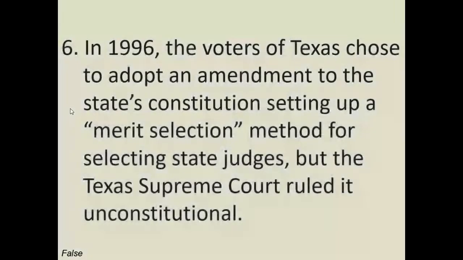In 1996, the voters of Texas chose to adopt an amendment to the state's constitution setting up a merit selection method for selecting Texas state judges, but the Texas Supreme Court ruled it unconstitutional. No, that's never happened in Texas. That's never been put to the voters. There have been a few leaders in Texas who have tossed out the idea, but it's never had any real political traction. One explanation some people offer is that there are too many vested interests in the way the system works now, particularly corporate interests trying to protect their interests at the Texas Supreme Court.